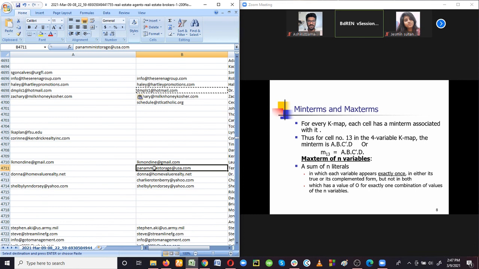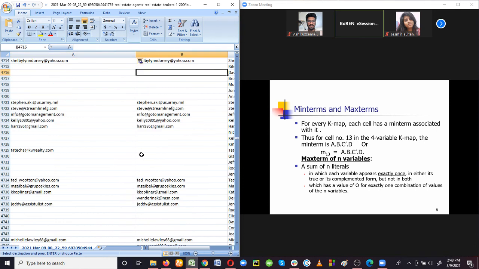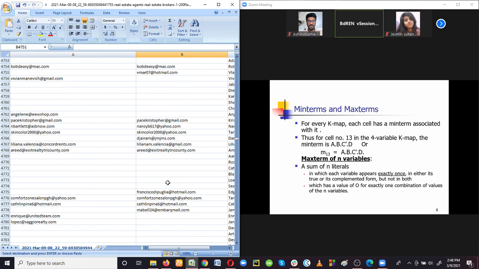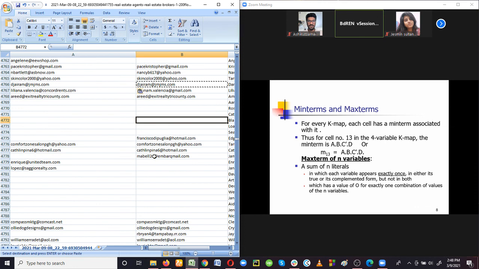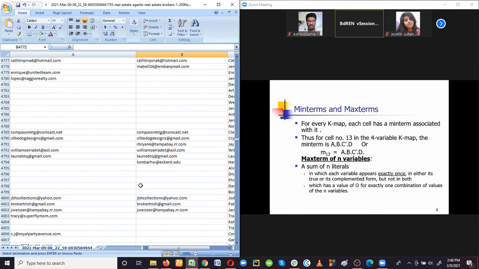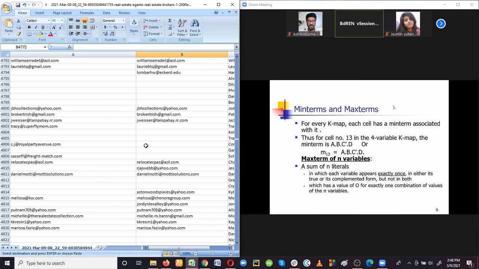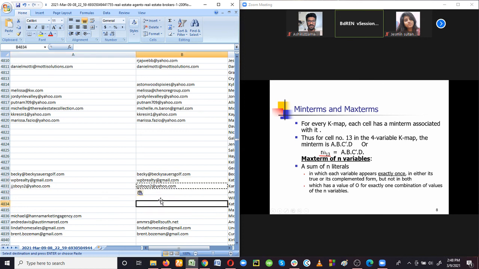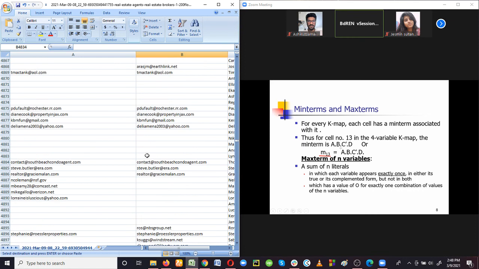Then min term and max term. For every K-map, each cell has a min term associated with it. Thus, for cell number 13 in the 4 variable K-map, the min term is A, B, C dash, D. How is a min term denoted? A min term is denoted by small m, with the subscript 13. Why have we taken min term 13? Let's see. A, B, C dash, D.